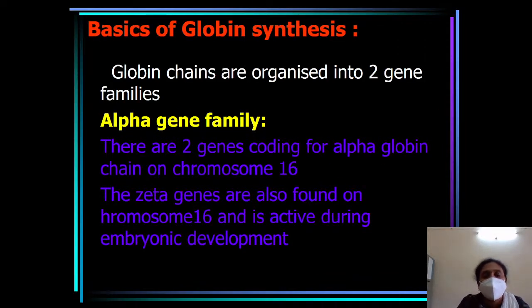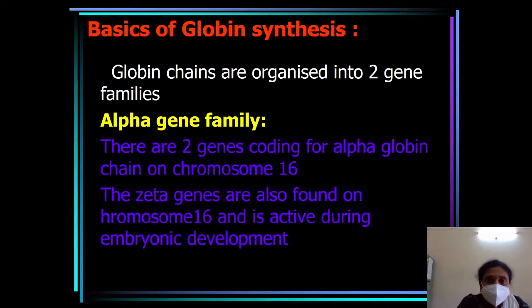Now, to understand these hemoglobinopathies, you should have knowledge about globin synthesis. You should know the basics of globin synthesis. So, globin chains are organized into two gene families: the alpha gene family and the beta gene family. The alpha gene family means two genes are there on chromosome number 16.